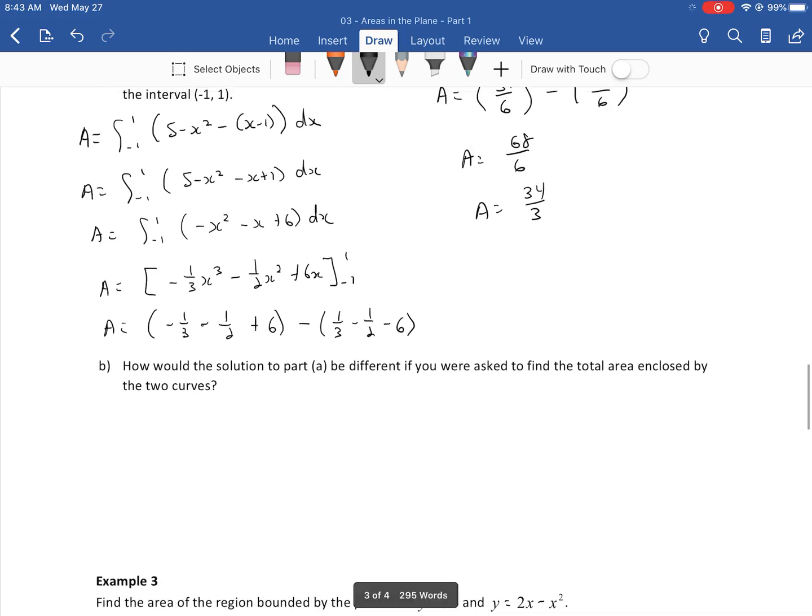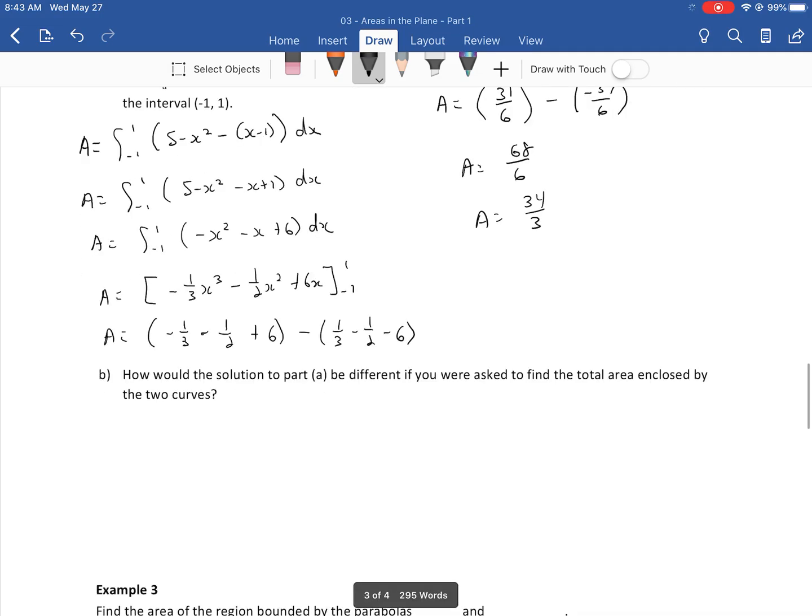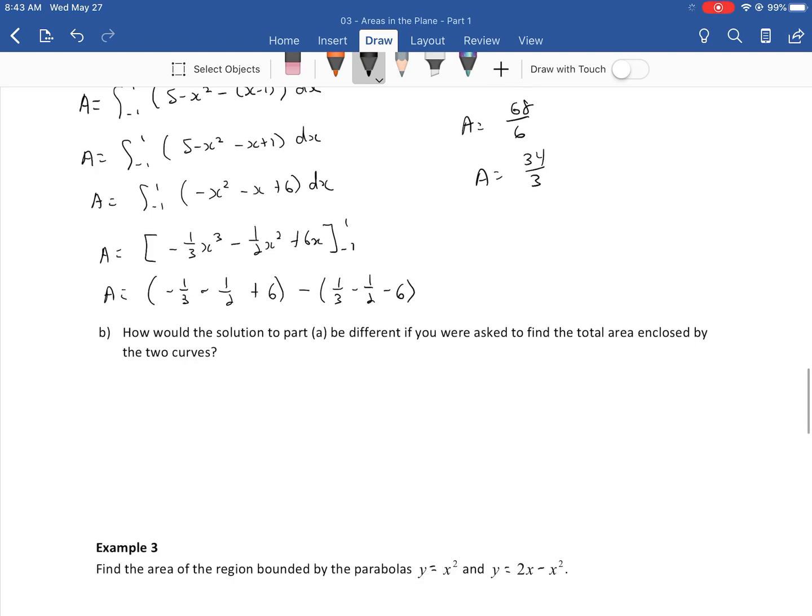How would the solution be different if you were asked to find the total area enclosed by the two curves? Well, to understand the answer to that, I need to get a little sketch of the two curves here. 5 minus x squared is a parabola opening downwards, something like that. And x minus 1 is a line.